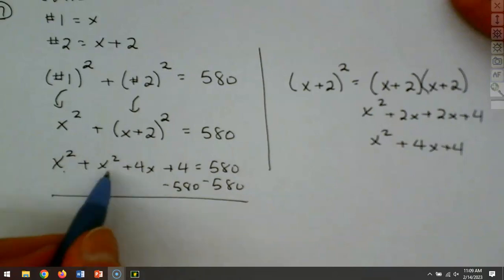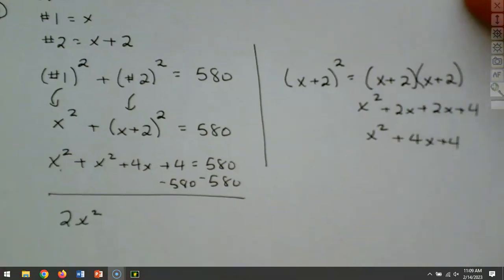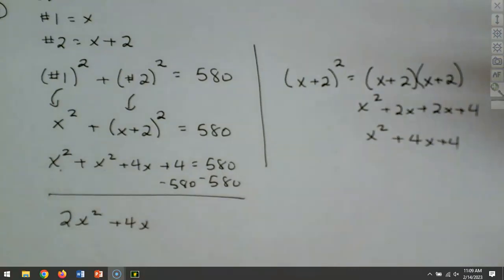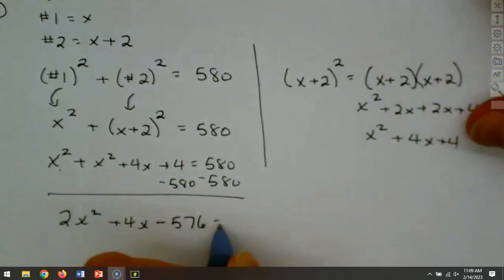And we now have x squared and x squared, so that makes it a 2x squared. And then we still have a 4x in the middle. And then we've got 580 that's negative, and that 4 to add to it. And so that gives you a minus 576.